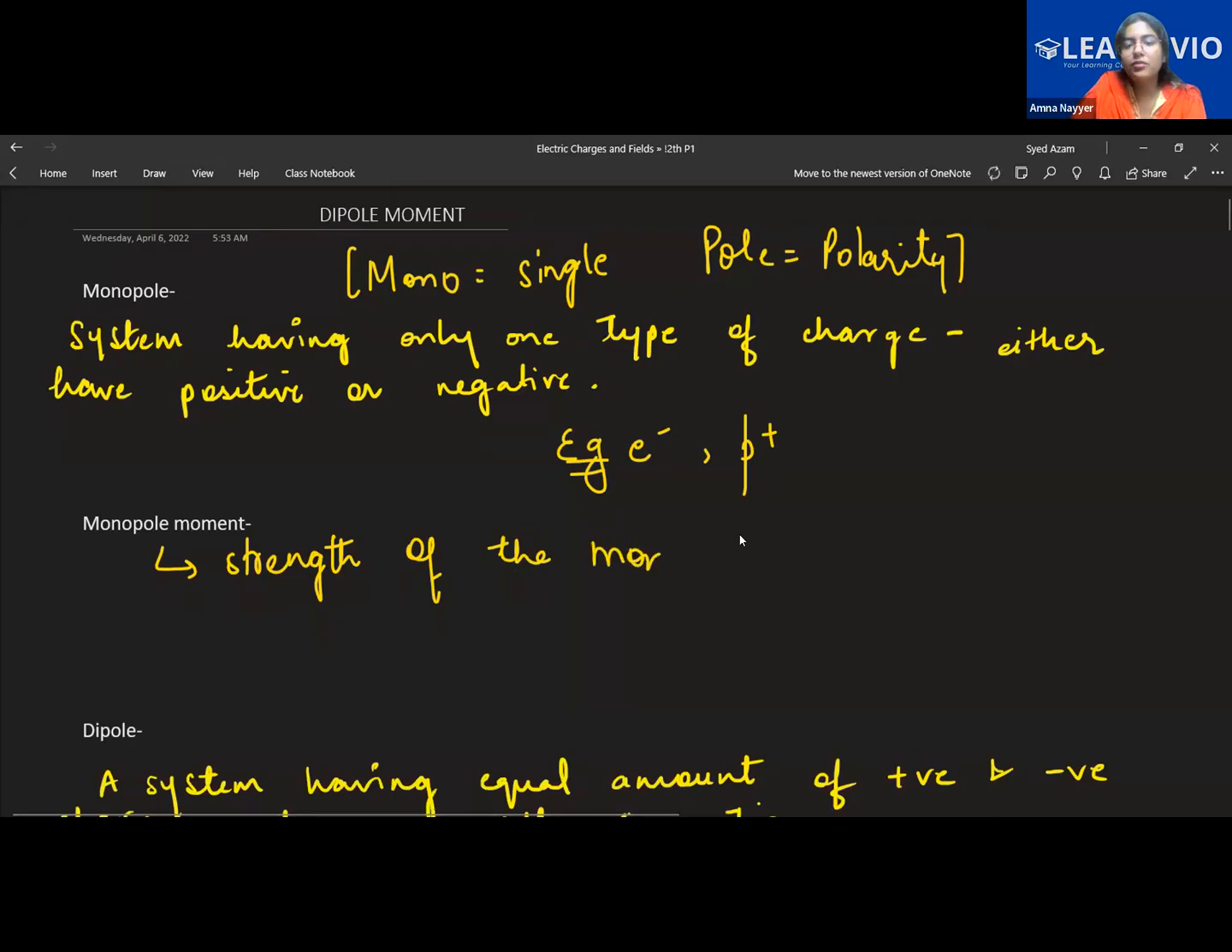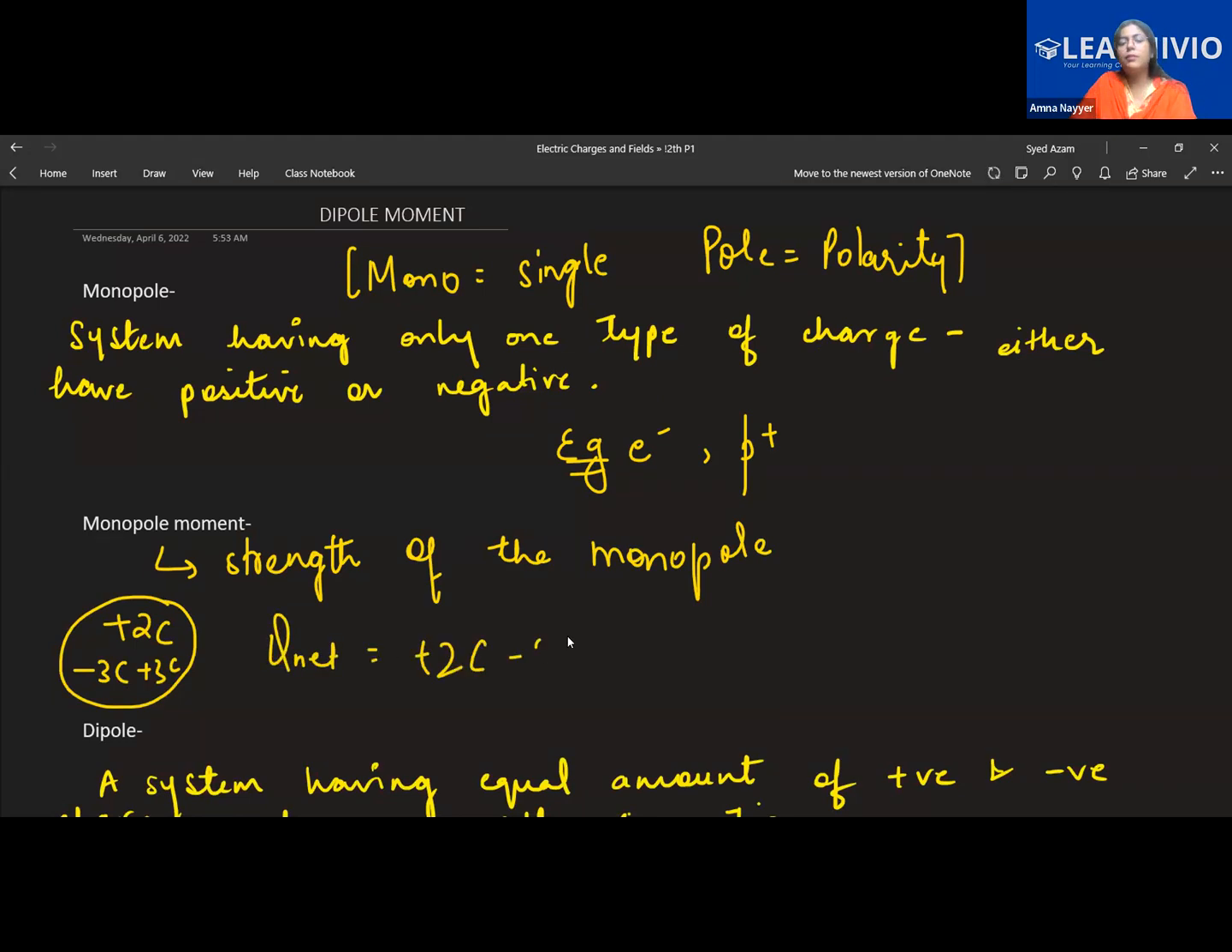We have already studied this in the additive property of charges. Like if you have a system and one monopole is, let's say, plus 2 coulomb, one is minus 3, one is plus 3, randomly I'm taking. When you are calculating the net charge, it will be plus 2 coulomb minus 3 plus 3. So these are getting cancelled, and this is plus 2 coulomb. These are individually the monopole systems, right? Plus 2 is a positive element, minus 3 negative, plus 3 positive.